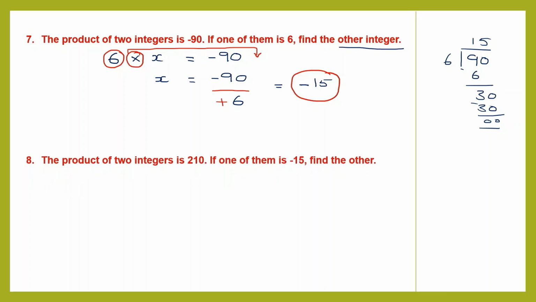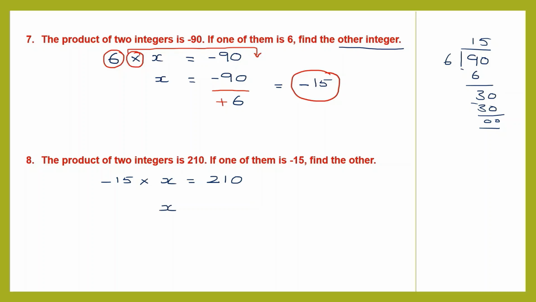Question 8. The product of two integers is 210. That means when you multiply two integers, your answer will be 210. And if one of them is minus 15, find the other. So we're going to multiply two integers, in that one is minus 15, and we have to find the other, just like question 7. So let's write that down. Minus 15 into x. We'll call the other integer x. When you multiply, the product is 210. So we need to find x.